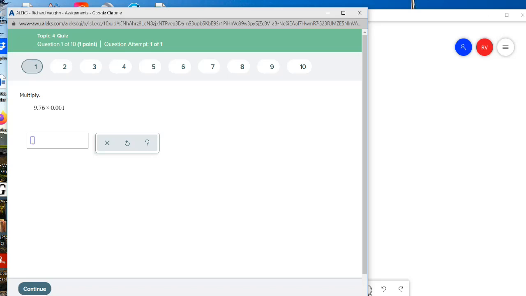Now I want to think about this. It's going to become smaller because I'm multiplying a number, so that means the decimal is going to move to the left. So I just count 1, 2, 3, and I'm going to move the decimal point 1, 2, 3. Pad it with those extra zeros, 0.00976.